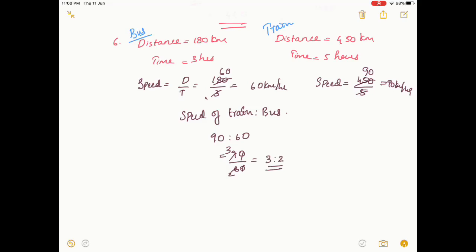So have a look at this. Instead of doing train is to bus, if you write the answer as bus is to train, that is 2:3, your answer will be wrong. So look at the question correctly and answer accordingly.